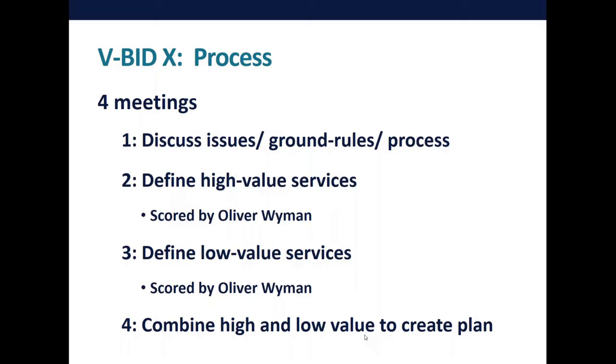Then the second meeting was really concentrated on the high value services. What are the high value services? And then between, there was a lot of iteration with Oliver Wyman to score what that would do. If all we did was lower the cost sharing on the high value services, what would that do to our actuarial value? And then once we knew that, we had the third meeting, which was to identify low value services and go back to Oliver Wyman to get scoring on the low value services.